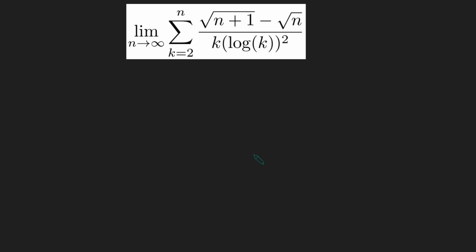Anyway, we want to know what is the limit as n goes to infinity of the sum from k equals 2 to n of the square root of n plus 1 minus the square root of n, all divided by k times log k squared. If you want to have a go at this problem, pause the video now and give it a go for yourself, and I'm going to dive straight into a solution.